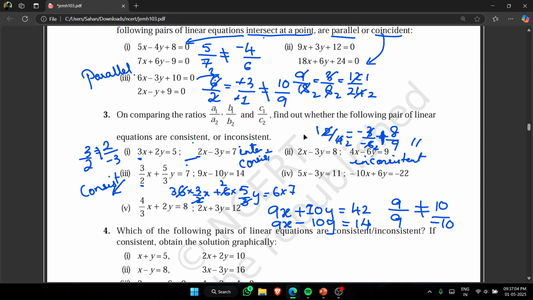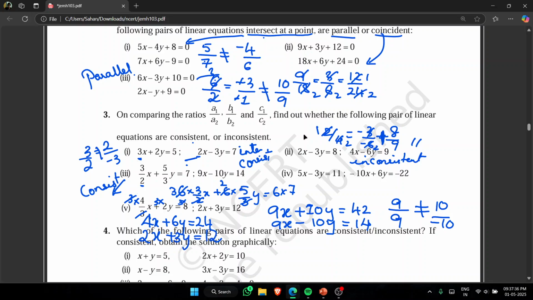The fifth I will do. 4 by 3 x plus 2y. This 3 is a fraction we get rid of, so multiply by 3 on both the LHS and RHS. So what is my new equation? 3 and 3 cancel. 4x plus 6y equals 24. The second equation I am okay with, no change, it is in the required format.